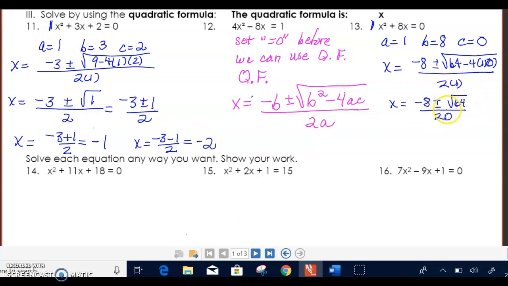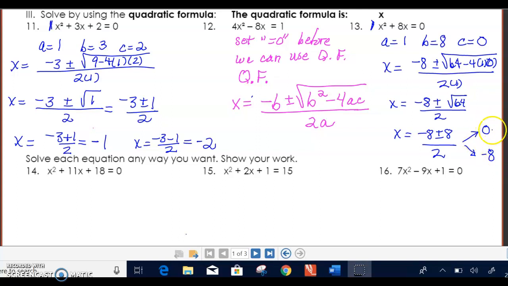This is going to break up, and notice 64 is a perfect square. So I have negative 8 plus or minus 8. Oops, I put a 20 on the bottom. That should have just been 2. Negative 8 plus or minus 8 over 2. If you break that down, you will end up with 2 answers, one of 0 and one of negative 8.